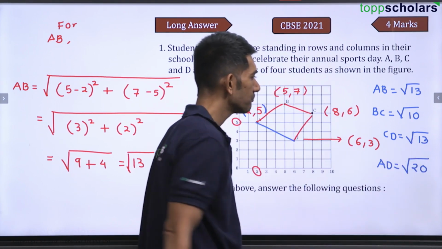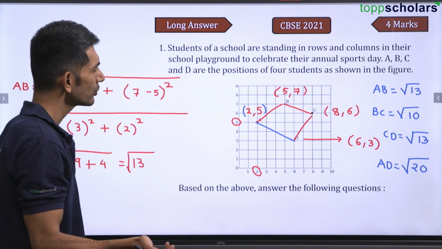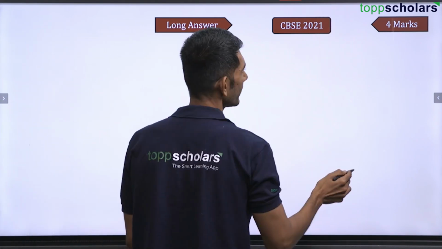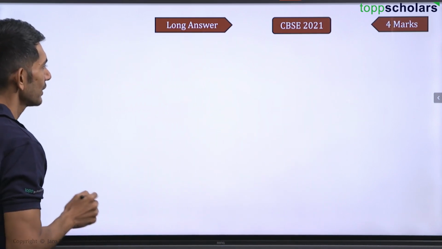So definitely all the values are different. Yes, AB and CD are same, but that does not really matter. So this is a quadrilateral, right? Quadrilateral, isn't it? The first part is done. Now let's move on to the second part.